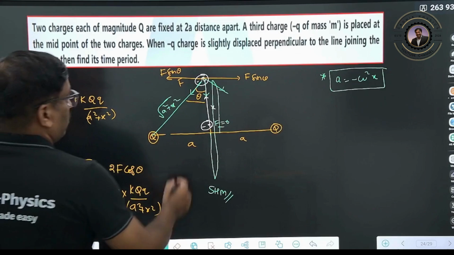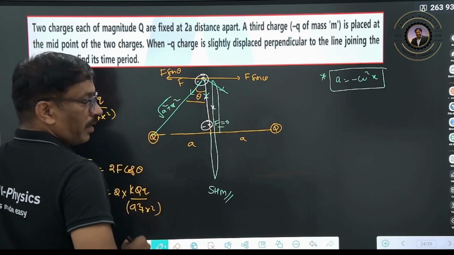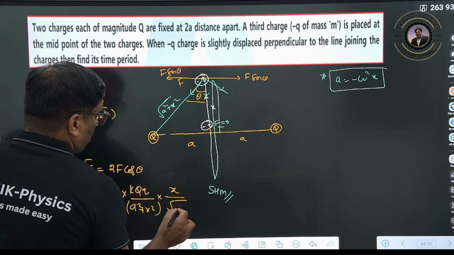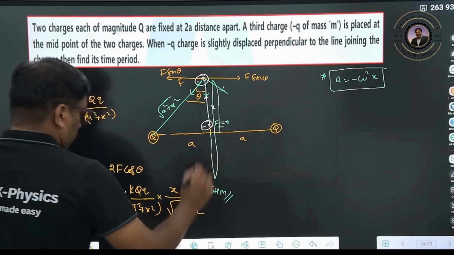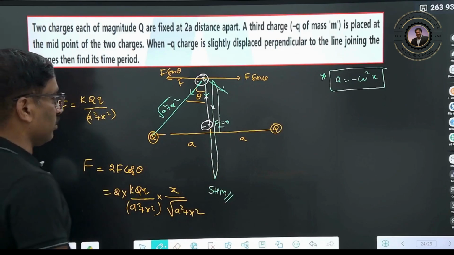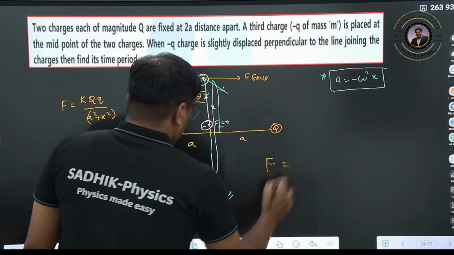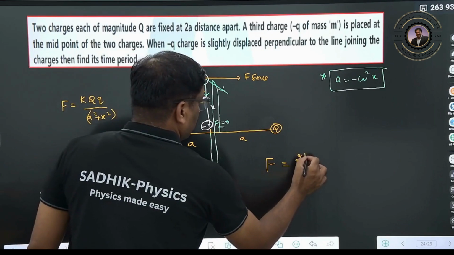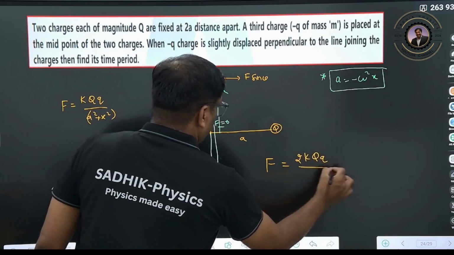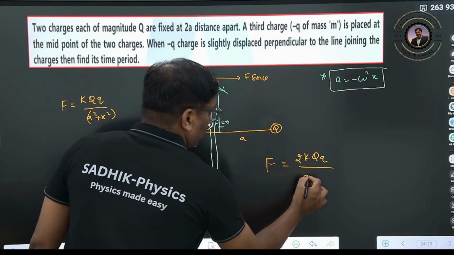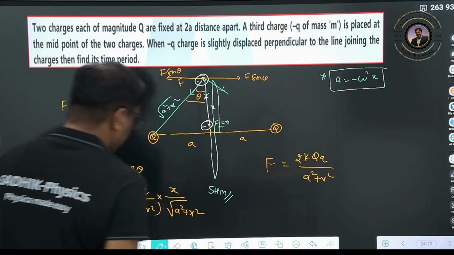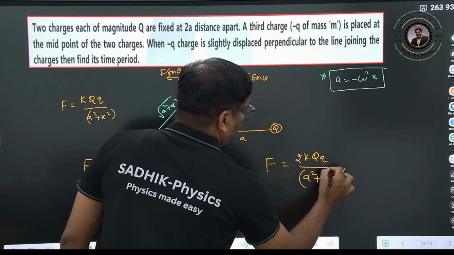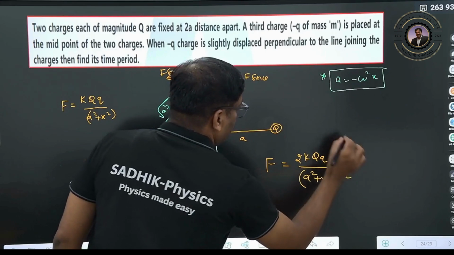Cos theta is how much now? Cos theta is nothing but adjacent side by hypotenuse, no? That is nothing but x by root of a square plus x square. This is the force, no? Let us simplify this one. Therefore, here 2kQq by a square plus x square to the power of 1 plus 1 by 2, into x.